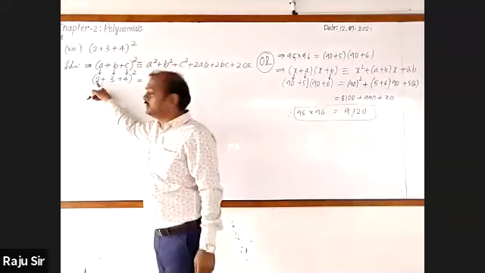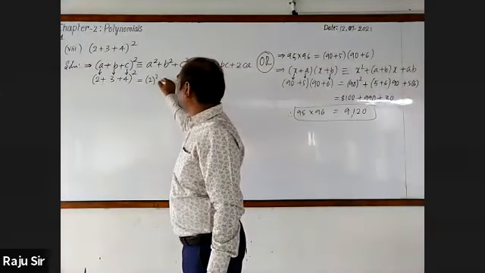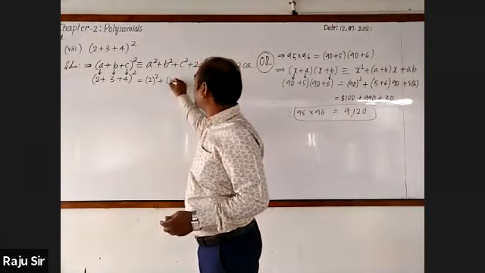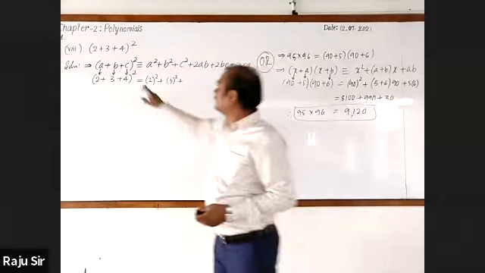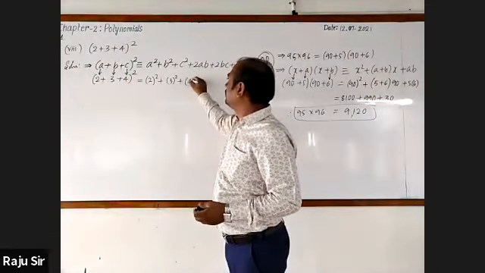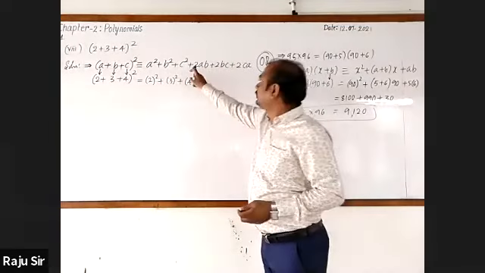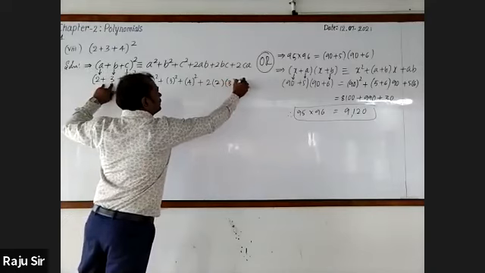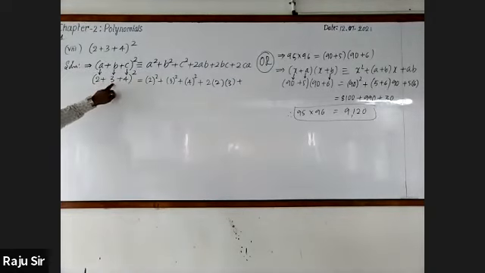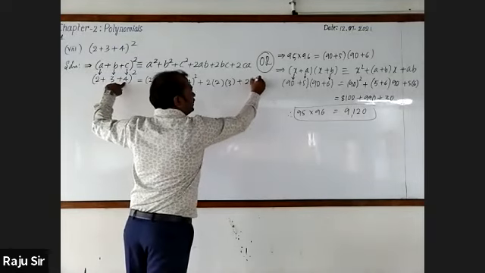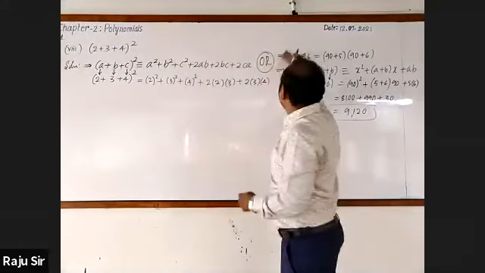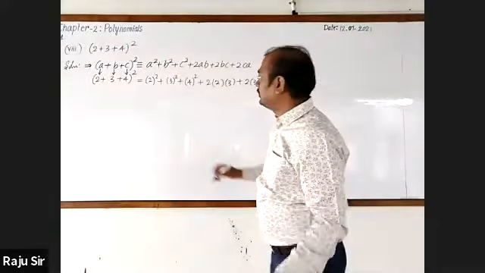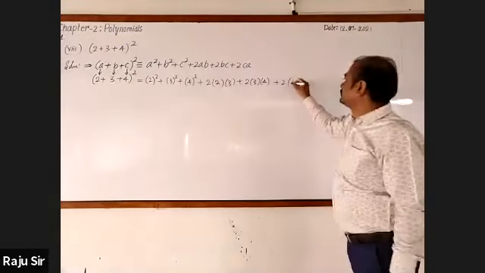This is equal to: in place of a, 2 whole square; in place of b, 3 whole square; in place of c, 4 whole square; plus 2ab, a is 2, b is 3, so 2 into 3; plus 2bc, b is 3, c is 4, so 2 into 3 into 4; plus 2ca, 2 into 4 into 2.